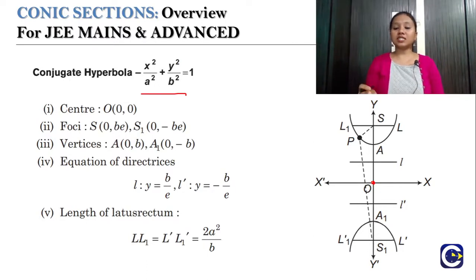And the next I have my foci. According to my conjugate hyperbola, my two foci, S and S1, are lying along my y-axis. So their corresponding coordinates will be 0, be and 0, minus be. Similarly, the vertices of this conjugate hyperbola, A and A1, are also lying along my y-axis. Their corresponding coordinates here are 0, b and 0, minus b.